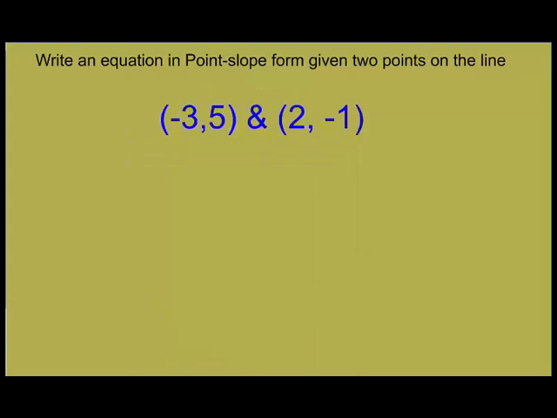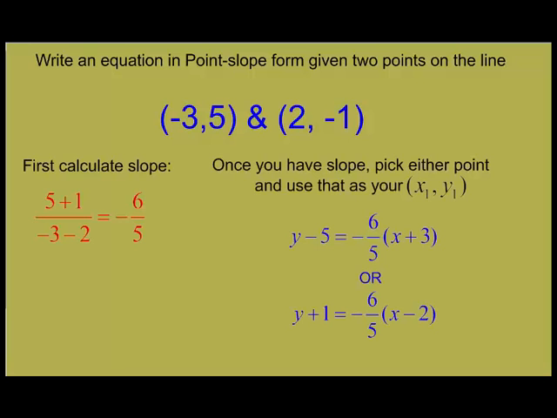Being able to graph it is important, but here we've got to write an equation. So we're given 2 points, (-3, 5) and (2, -1). The first thing that you're going to have to do if you want to write the equation is calculate the slope. You do that just like we did earlier in this unit by taking your two y values and subtracting them. So 5 minus negative 1 can be rewritten as 5 plus 1.